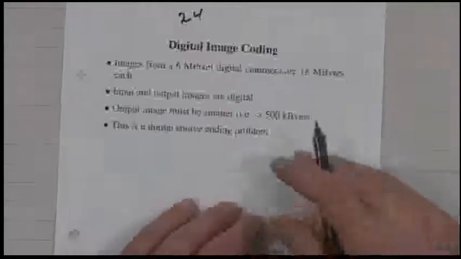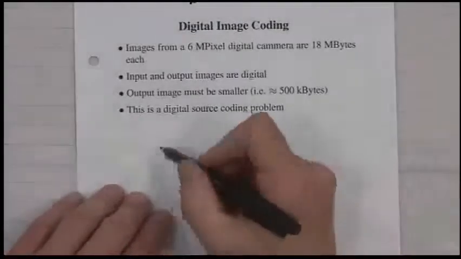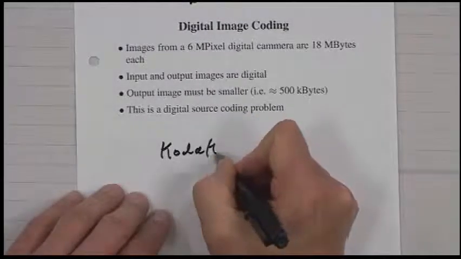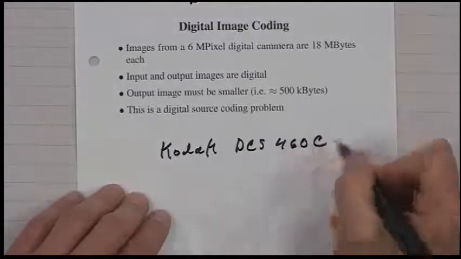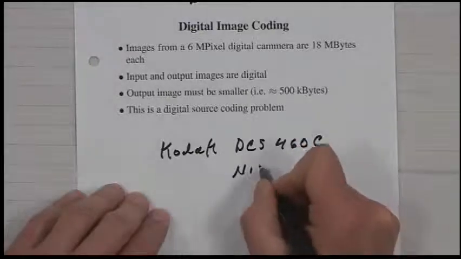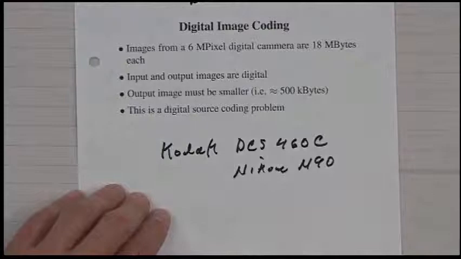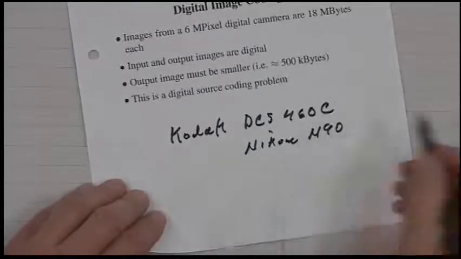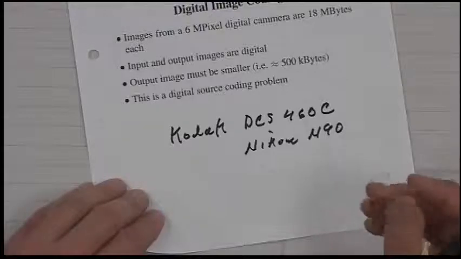But the first digital camera we bought here at Purdue, okay, was the Kodak DCS 460C, okay? Has anybody ever heard of that? We still have it around somewhere. I should go get it. And it was based on a Nikon N90 camera body, okay? And N90, you haven't heard of it. Yeah, it was an old, analog film camera body, right?